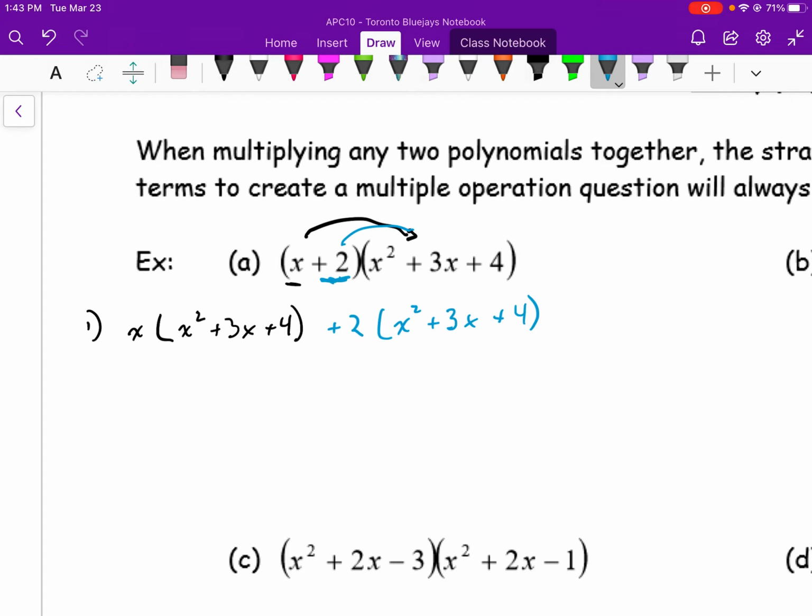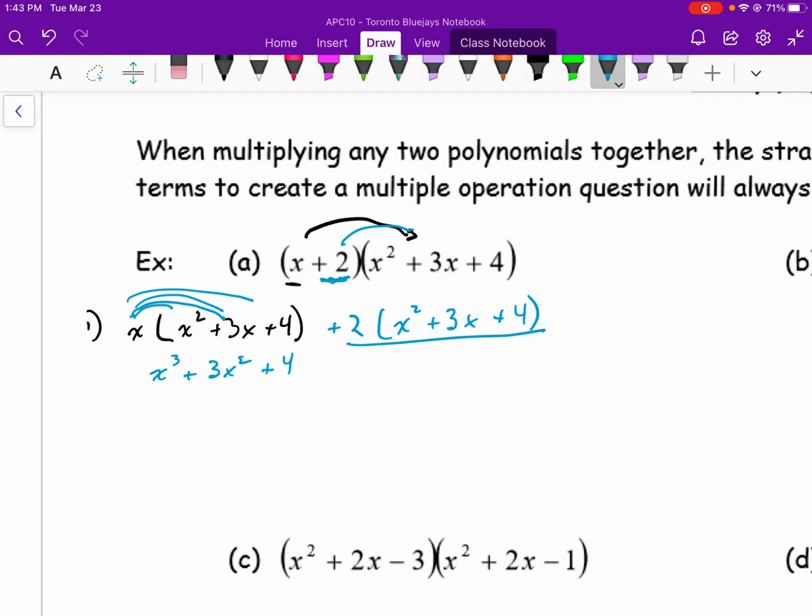So very simply, now I need to distribute. I have a monomial times a polynomial over here. So x times x squared gives me x cubed. x times 3x gives me 3x squared. x times 4 gives me 4x. There we are, I'm done with this multiplication.